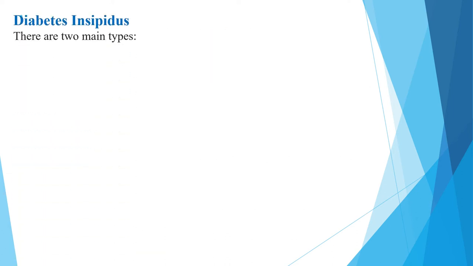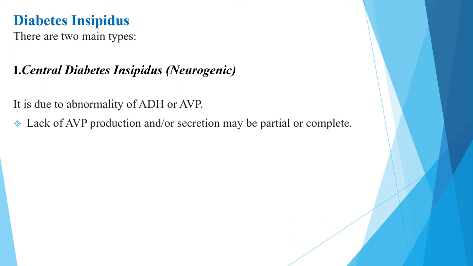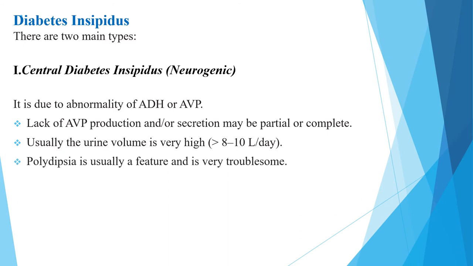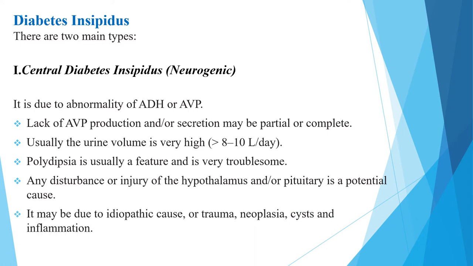From this, when we look at diabetes insipidus, there are two types, central and nephrogenic. Central diabetes insipidus is due to abnormality and decrement in antidiuretic hormone. The lack of antidiuretic hormone production and/or secretion might be partial or complete, and usually in this case the urine volume is very high, and polydipsia is usually a feature and is very troublesome. Any disturbance or injury of the hypothalamus and/or pituitary is a potential cause, and it might be due to idiopathic causes, trauma, neoplasia, cysts, and inflammations.